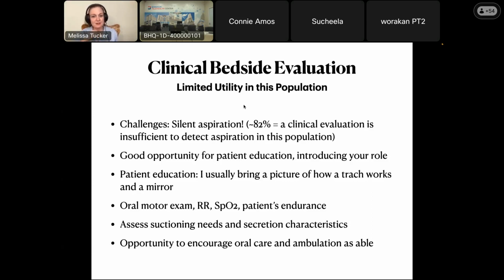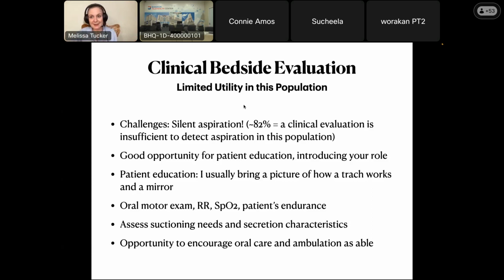So I usually bring a small mirror with me that I can set up on the patient's table. Some patients are not quite ready to see it or they're a little bit alarmed. So I always ask them, would you like to see this today? Usually they say yes. And if they do, I set the mirror up on the tray table. And I usually bring a diagram, like one of the ones that I showed earlier in this presentation, to try to explain how the trach works.